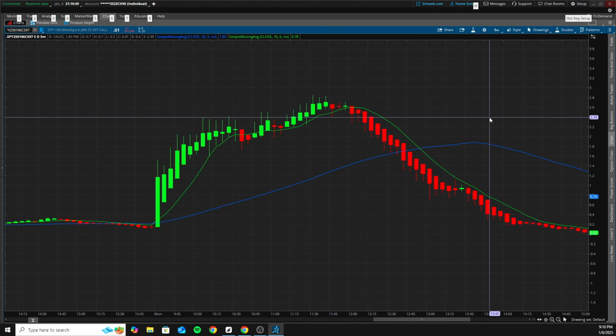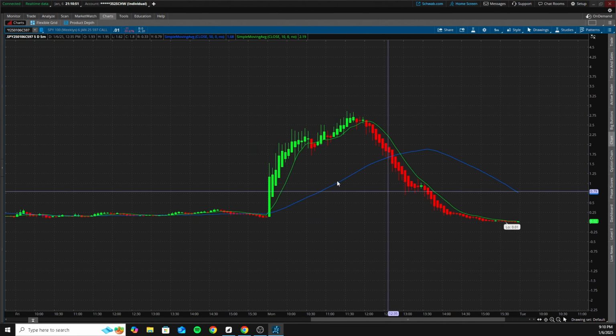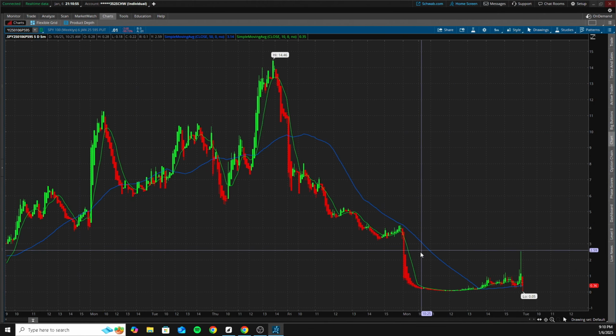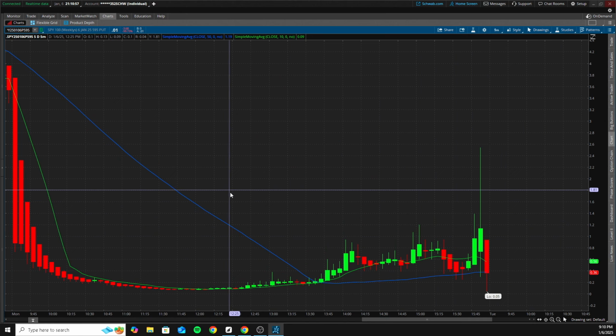Nothing is 100% certain in the market, but if we flip to the put side real quick, the 0-day puts ended up actually crossing right here and providing a decent move.